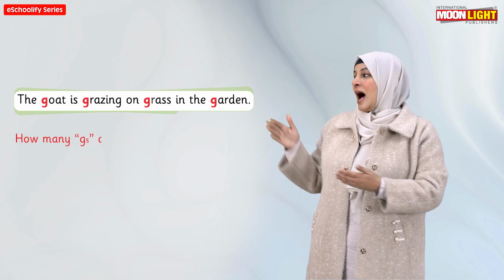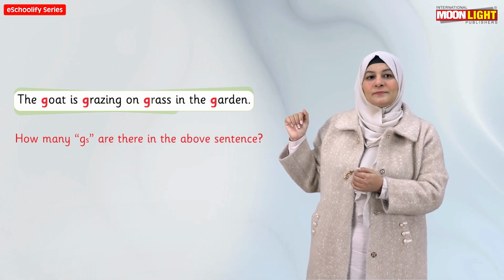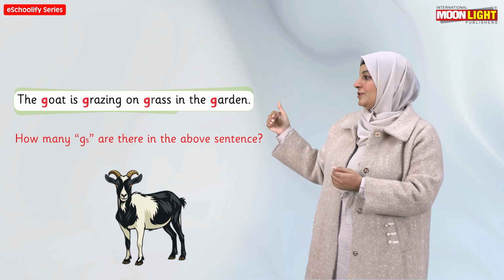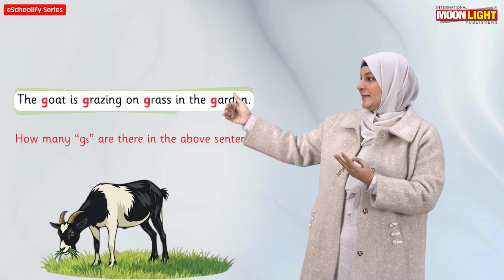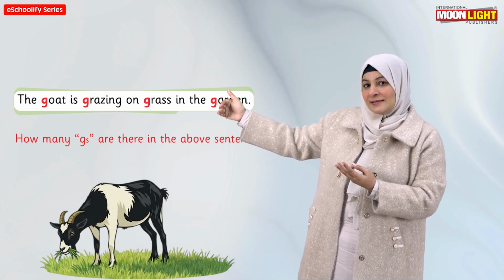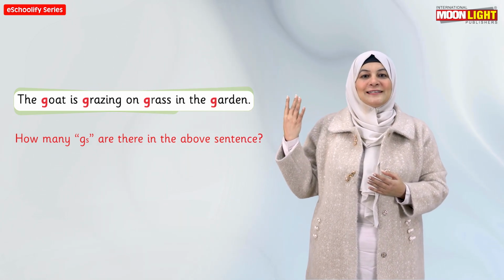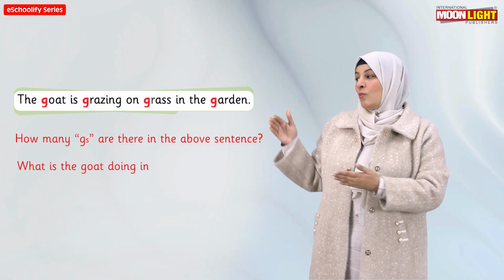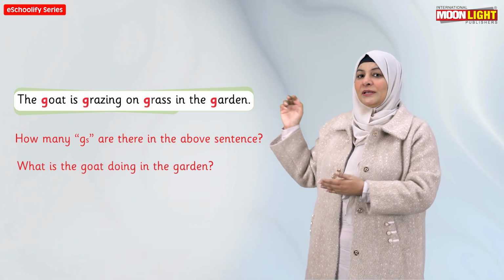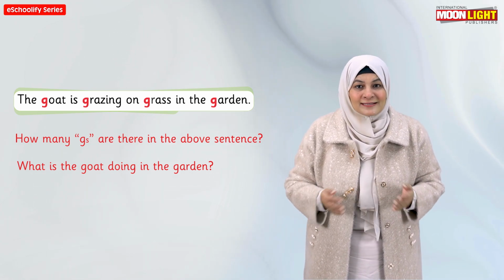Now tell me, how many G's are there in the above sentence? Goat, 1. Garden, graze, and grass. 4 G's, yes. Okay, now tell me, what is the goat doing? The goat is grazing the grass.